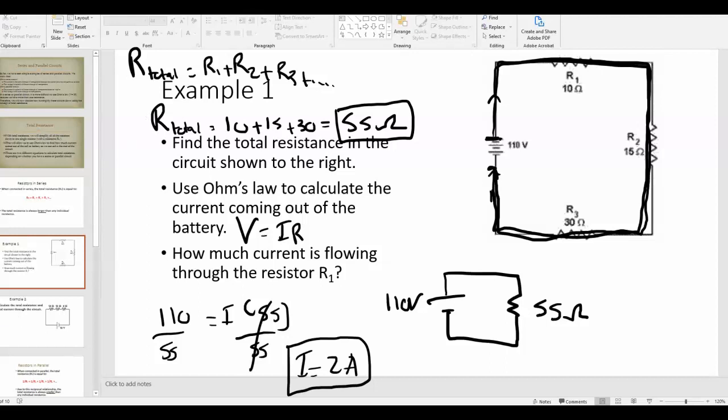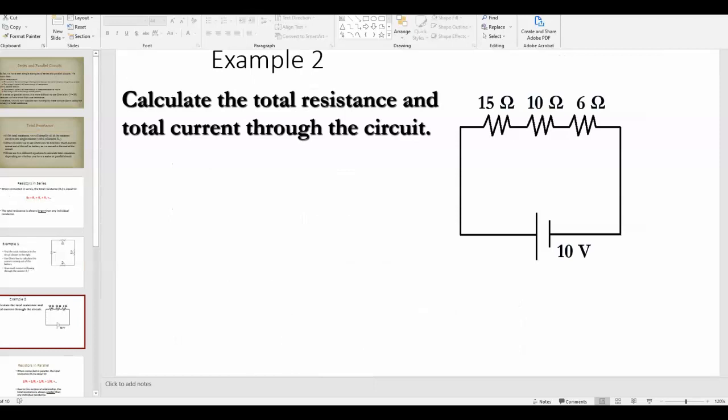Okay, example 2. Example 2 says calculate the total resistance and total current through the circuit. I want you to pause it here and try to do the calculation for example 2 on your own. Calculate the total resistance, and then once you have that, you should be able to use Ohm's law to find the total current through the circuit. So try and do that now.